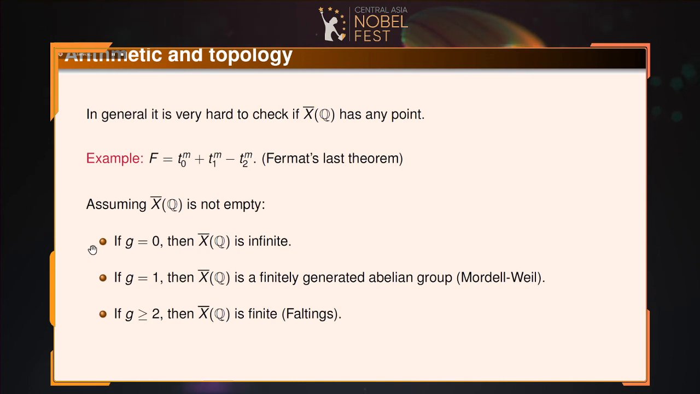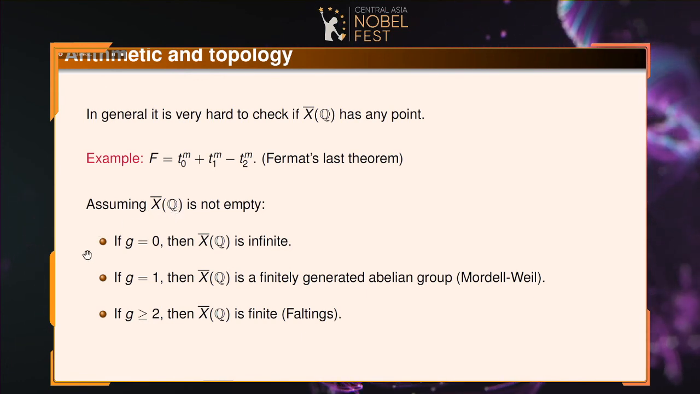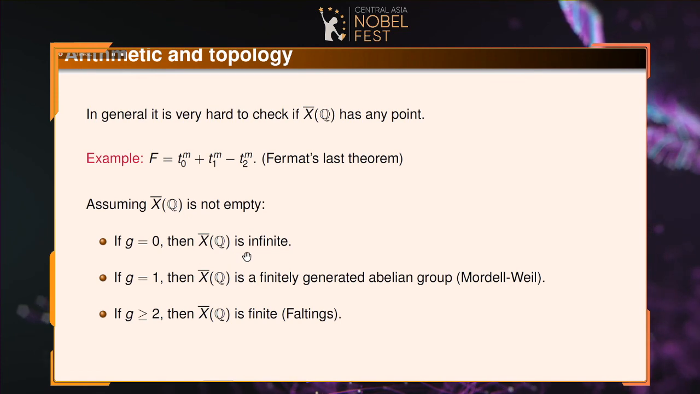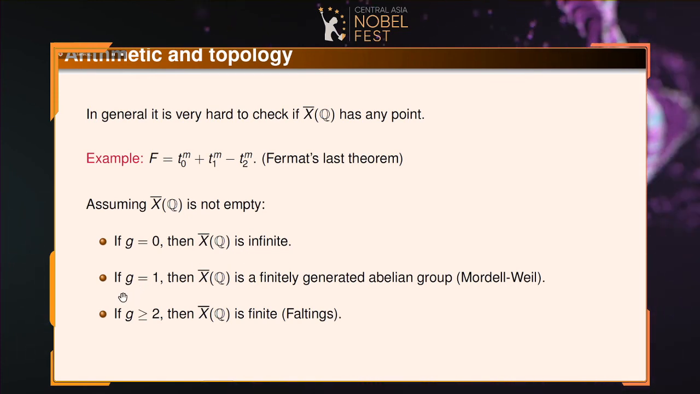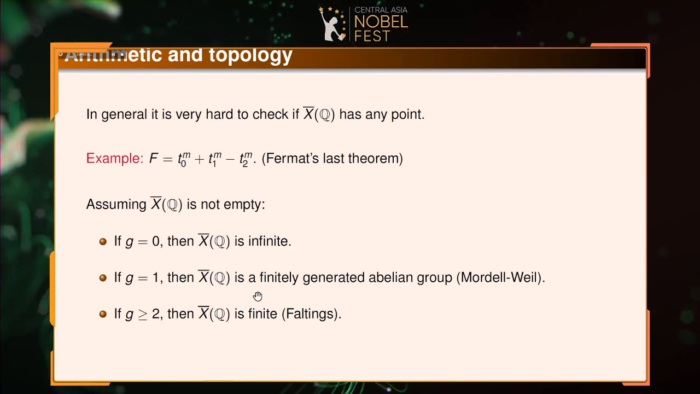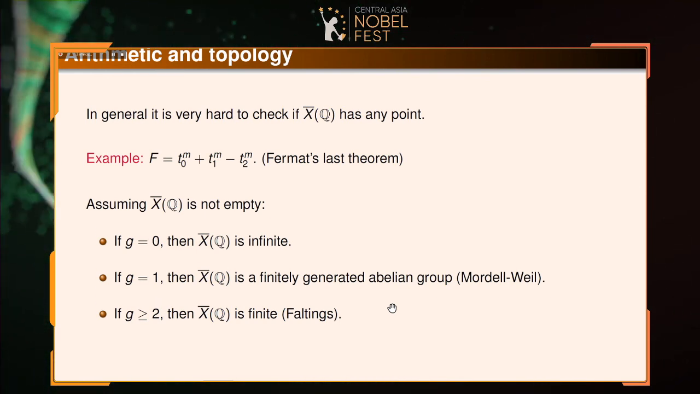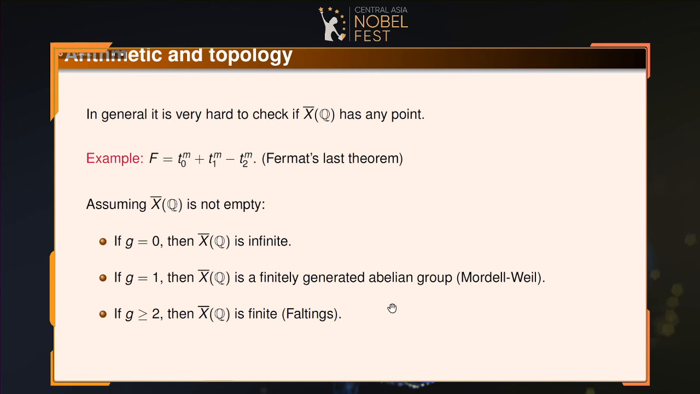If g is equal to 0, if there is no hole in this space, assuming that we have at least one point with rational coordinates, then there are infinitely many points with rational coordinates. But if there is only one hole in this space, then the set of all the points with rational coordinates forms an algebraic structure. It's an algebraic group, and it's an abelian group. It is finitely generated. This is an old and famous theorem.